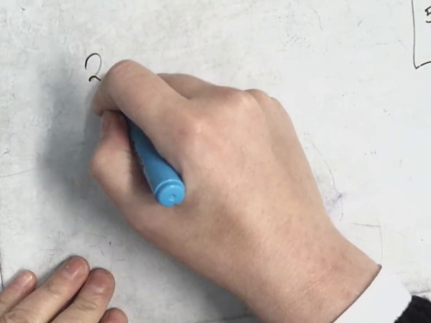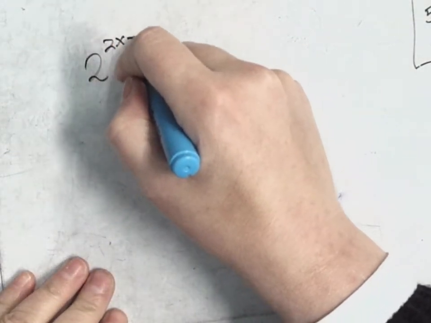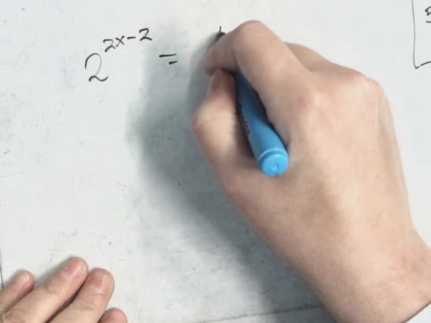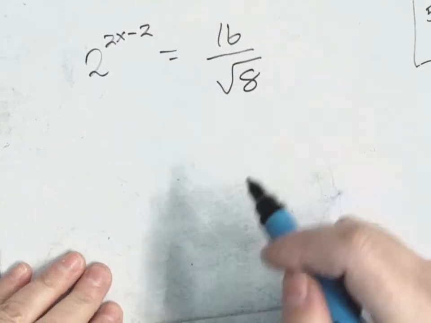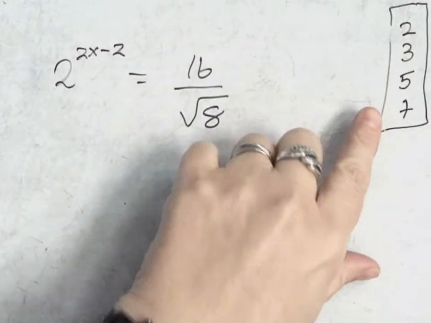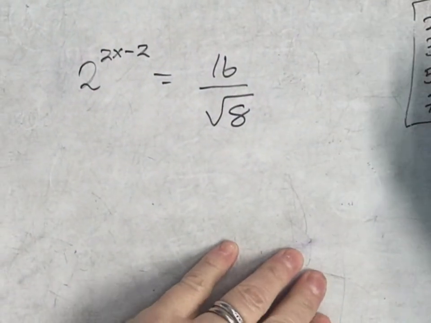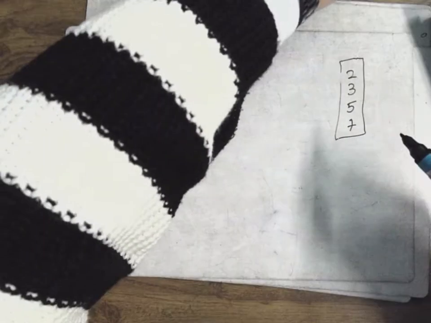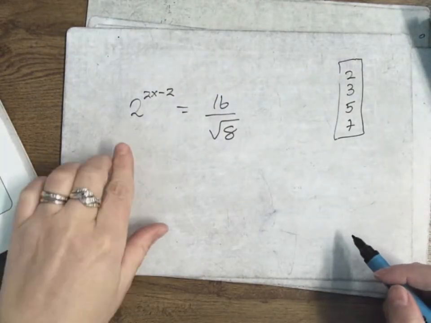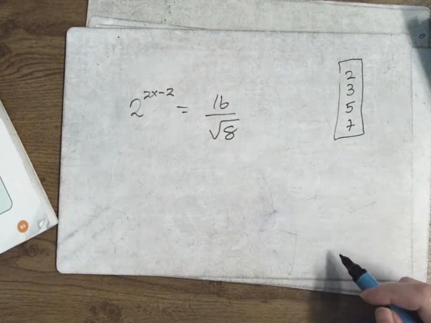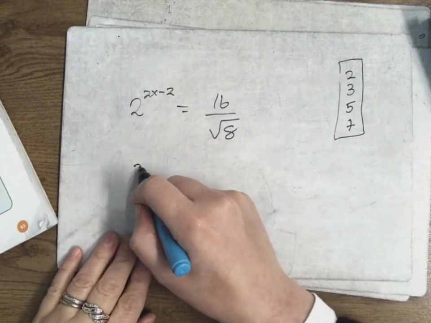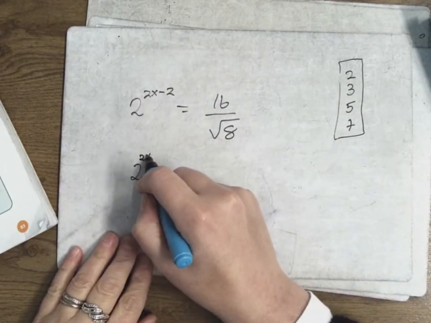2 to the power of 2x minus 2 equals 16 over root 8. Now, everything needs to be written as 2 to the power of, 3 to the power of, 5 to the power of, 7 to the power of. So let's look and say, well this is 2 to the power of, so there's my clue. What do I write everything as a power of? 2. So this is 2 to the power of 2x minus 2.